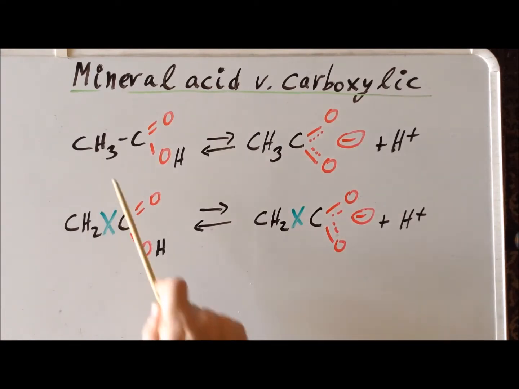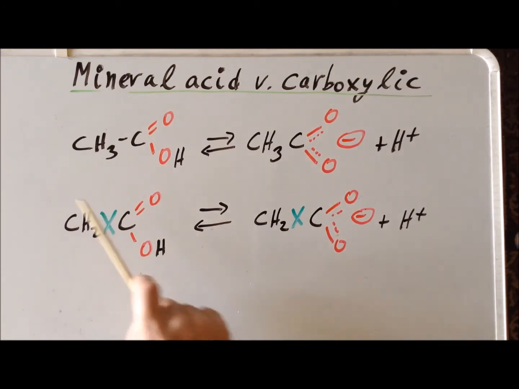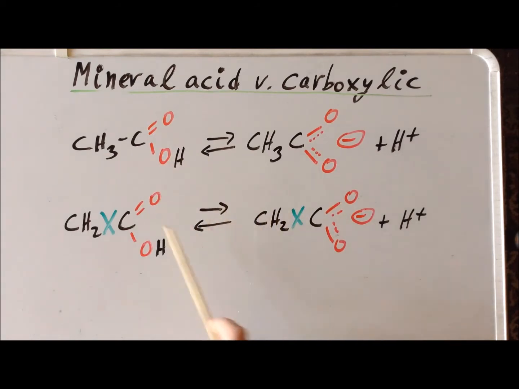So now let's suppose we replace at least one of the hydrogens of acetic acid with a halogen. Let's assume first it's fluorine, so that we have fluoroacetic acid. Fluoroacetic acid is going to be a weak acid, just like the parent acetic acid, and it's going to ionize in precisely the same way.